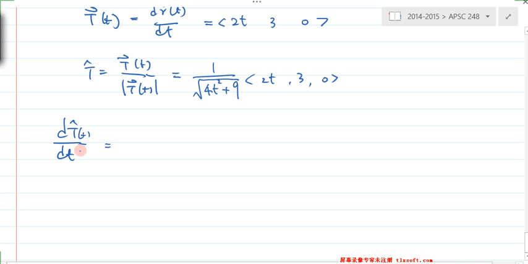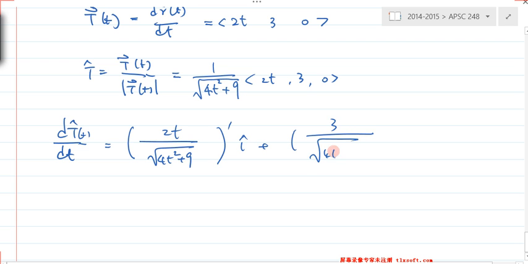So dT-hat over dt, in other words, according to the derivative of a vector function, it basically means you're taking the derivative of x of t. x of t is 2t over this, and y of t is 3 over this, right? And the third one is 0. Okay? So the question is, what's the derivative of this one, and what is the derivative of this one here?